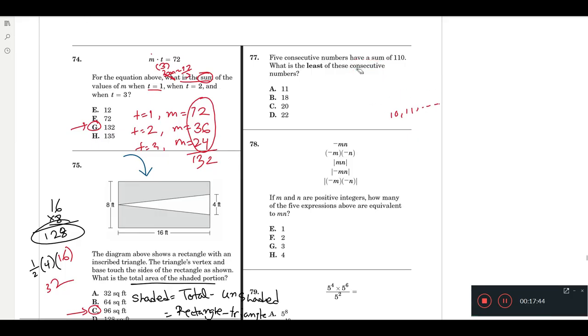Now, if they say there are 5 of them, and I don't know where to start from, I will say the first one is X. The next number must be one more than it, so X plus 1. The third number, X plus 2, then X plus 3, then X plus 4. Is that 5 numbers already? 1, 2, 3, 4, 5. The 5 consecutive numbers. And they said their sum is 110. So can I add these 5 numbers? Yes. What do I get? Equal to 110. Now we're just going to solve.